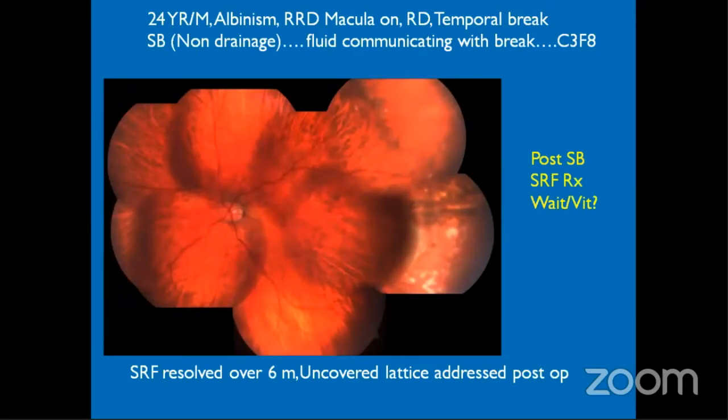A 24-year-old albinotic male with rhegmatogenous retinal detachment, macula on, temporal break, RRD. We anticipated that the laser burns might not come well, and the vitreous separation would be difficult as there is no PVD yet. So he was posted for scleral buckle, a non-drainage procedure.